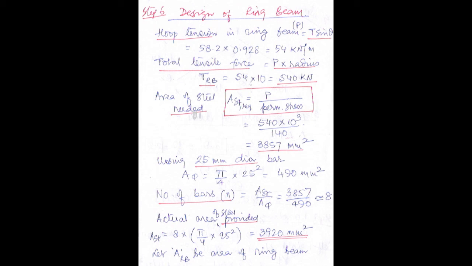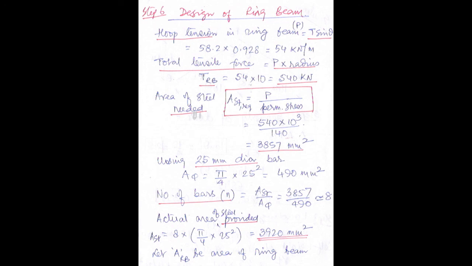So what bar will you be provided with? Let us assume over here that you are giving a 25 millimeter diameter bar. So the area of one bar is pi by 4 into 25 square, which gives us 490. If you remember the standard value, the area of one 25 millimeter diameter bar comes around 490. From that you can roughly calculate and then decide what diameter to take.